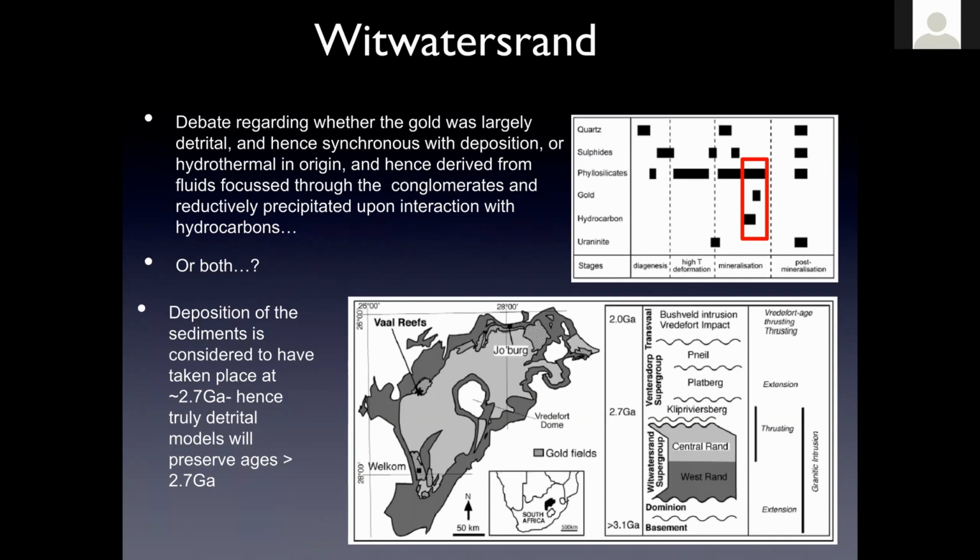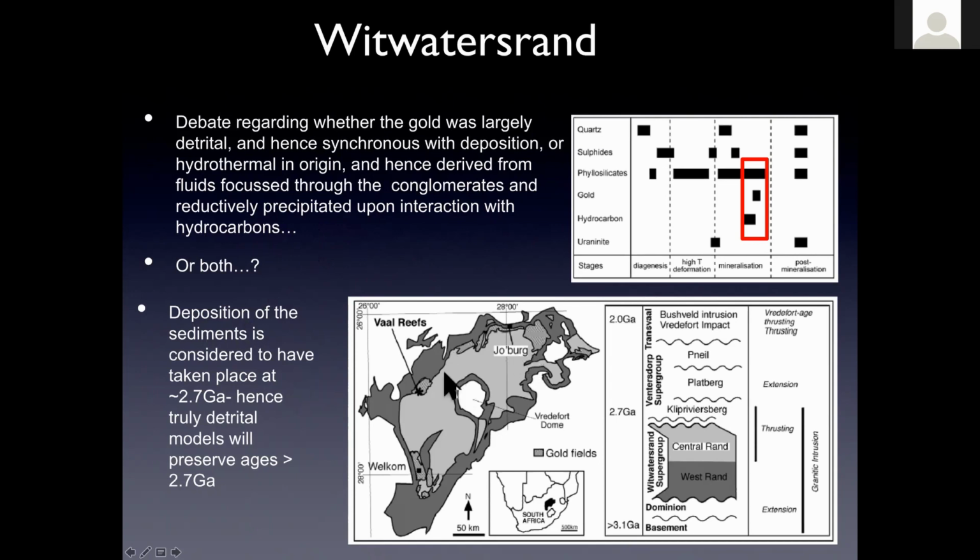And this is good because it gets back to some of the comments that Ryan was making earlier on. If we look at Witwatersrand, there was basically a simple debate regarding whether the gold was purely placer and hence detrital in origin, or whether it was hydrothermally introduced sometime after deposition and focused through the conglomerates which host the gold mineralization and reductively precipitated when it interacted with hydrocarbons, or some combination of both.